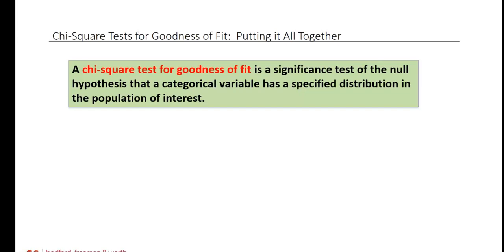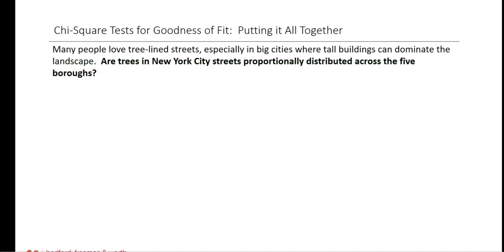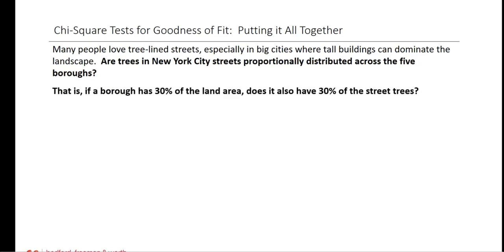Now, the null hypothesis has a specified variable of interest. Okay, so let's try one more, and this is on your sheet if you have that in class. Many people love tree-lined streets, especially in big cities where tall buildings can dominate the landscape. Are trees in New York City streets proportionally distributed across the 5 boroughs? That is, if a borough has 30% of the land, does it also have 30% of the trees?